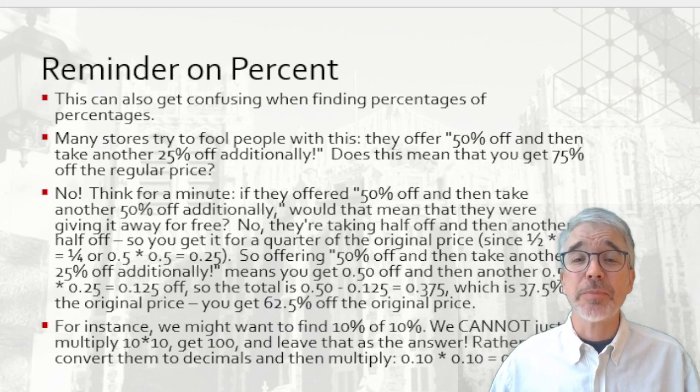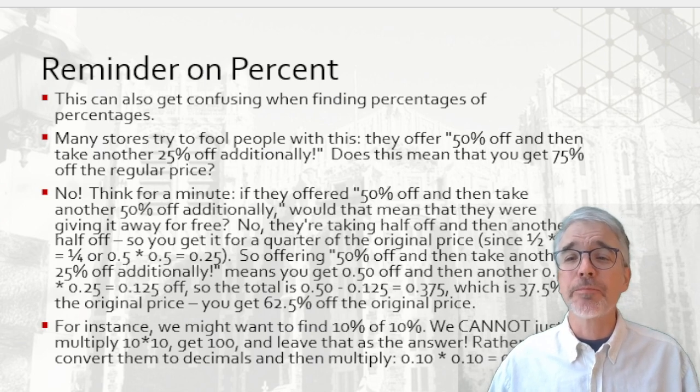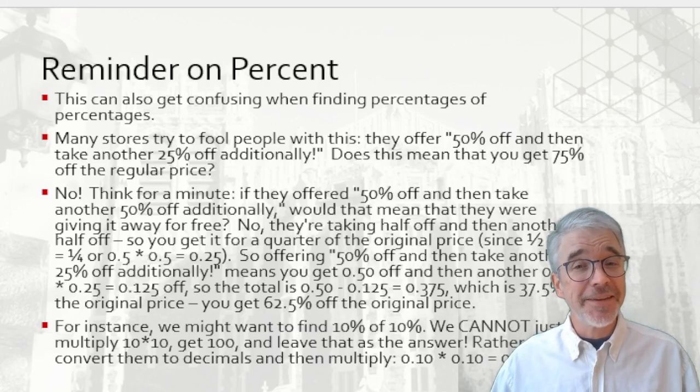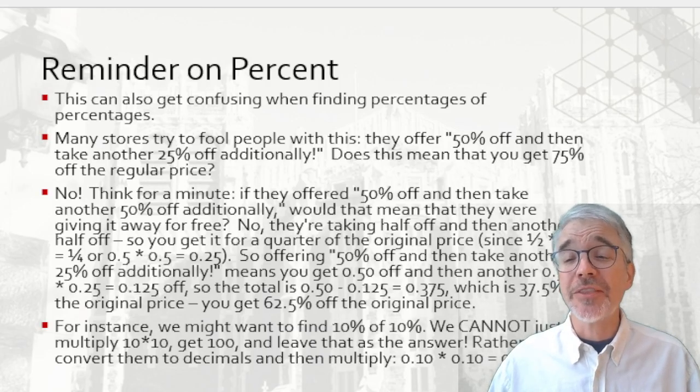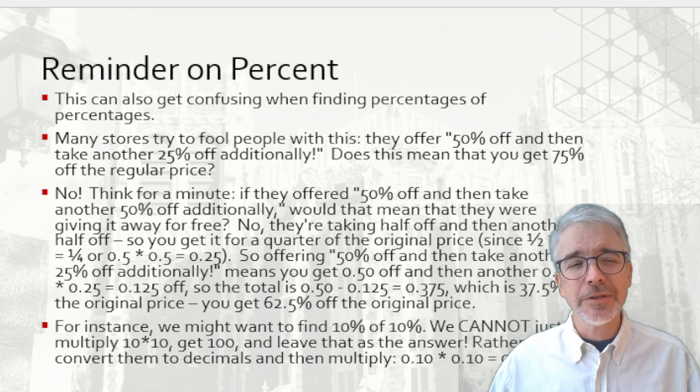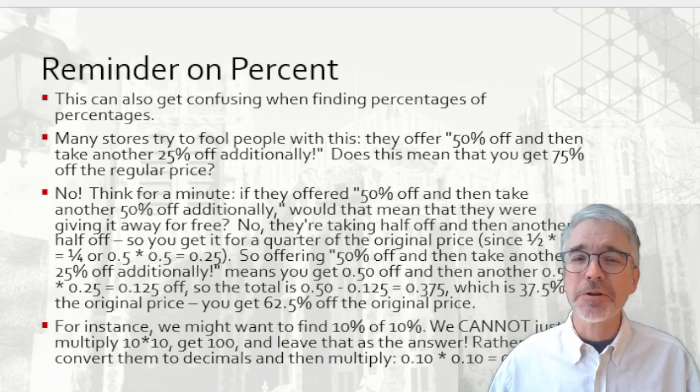They count on the fact that people are fast and sloppy in thinking. A store might advertise a sale, 50% off, and then take an additional 25% off. Sounds good, right? But does that mean you get 75% off? No. There's a trick. It's right there in the words, but you got to read the words carefully to see the trick. Think about the extreme version. If they offered 50% off and then take another 50% off, would that mean they're giving it away for free? No, that means you're getting it for a quarter of the price.